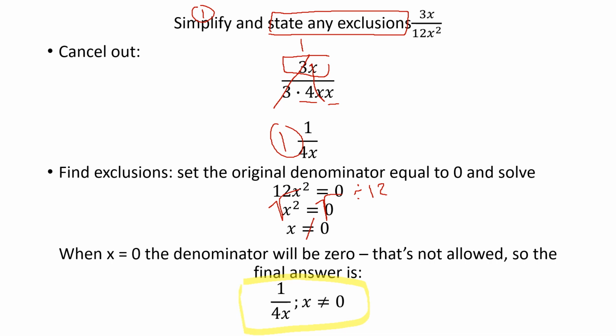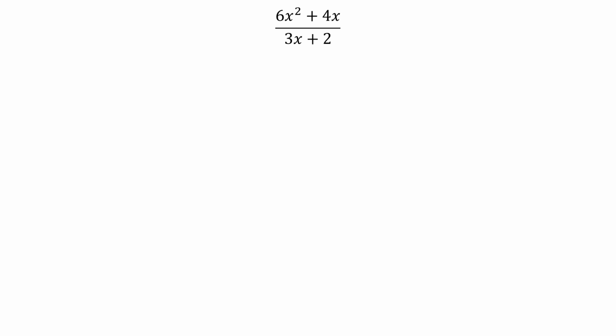Okay, let's look at another type. So make sure you have that written down, and then let me show you the other concept. It's still the same concept, it's just spread out a little bit. So this is, I should have typed in the directions here. The directions are still simplify and state any exclusions. This one, though, is different because there are more than one term on both top and bottom. So this one we're going to do slightly differently.